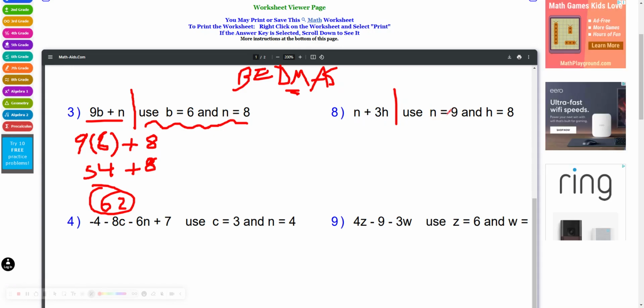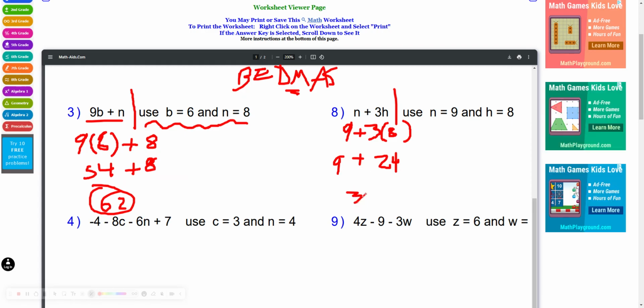Anyway, so here's my expression here. I've got what the variables are standing in for. So n is actually 9. So I'll write that in for n. Plus sign drops down, 3 drops down, and I'll put brackets. And standing in place for h is actually 8. Sorry, guys, it's hard to write with the mouse. Multiplication comes first. 3 times 8 is 24. Plus sign drops. 9 drops. 9 plus 24 is 33. And that's it, guys. That's it.